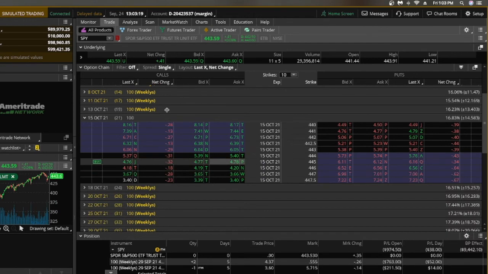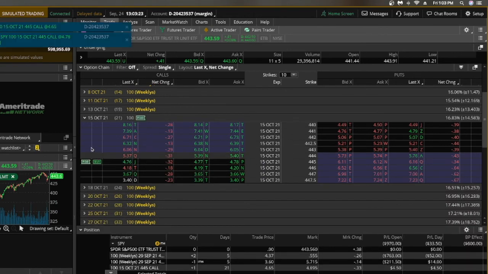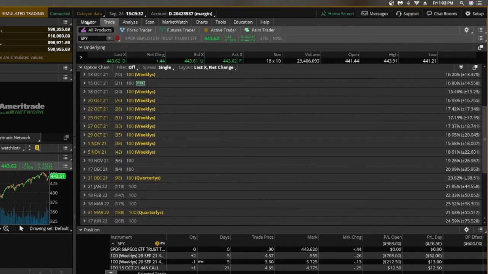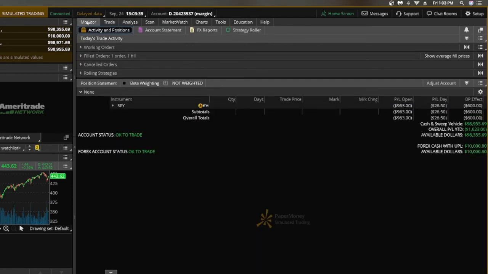Send. That order is sent, indicated here. That little beep was it being filled. So that is how you open an options trade. You can also do the same on the sell side. It's very similar, but it has different types of risks.